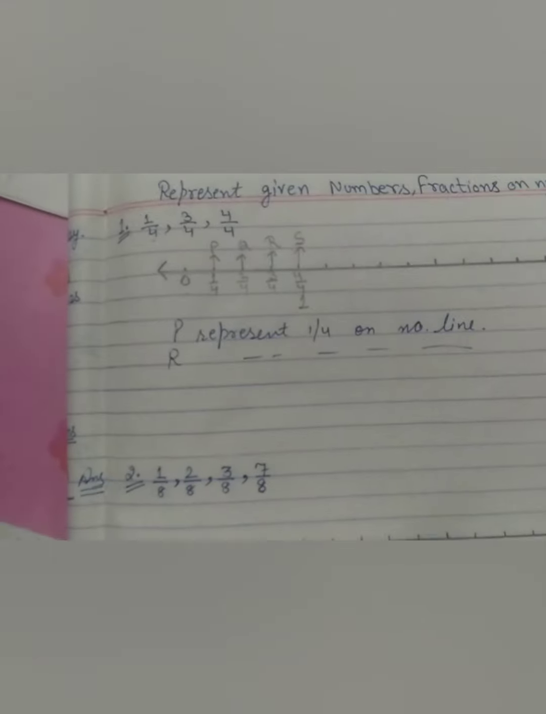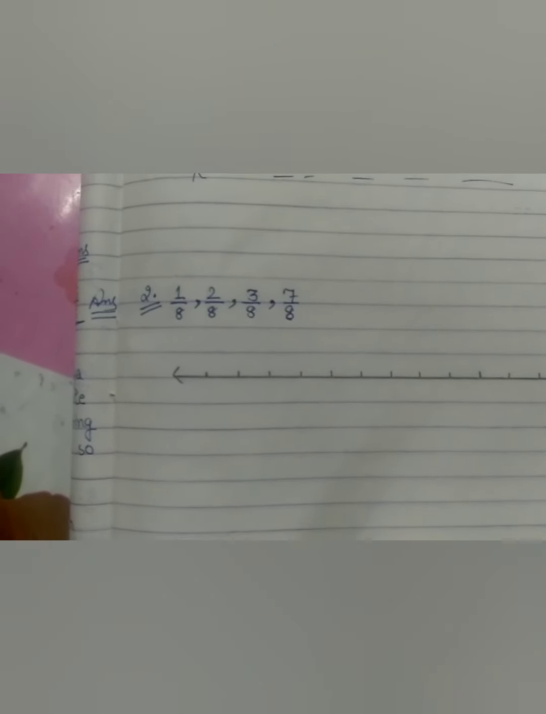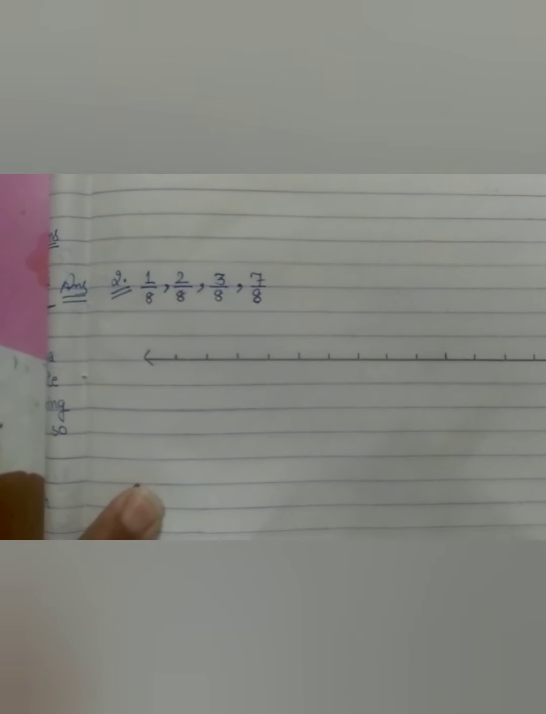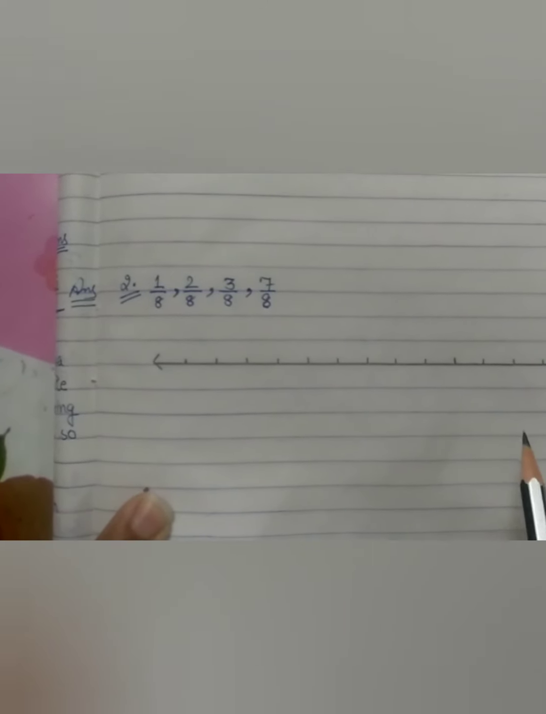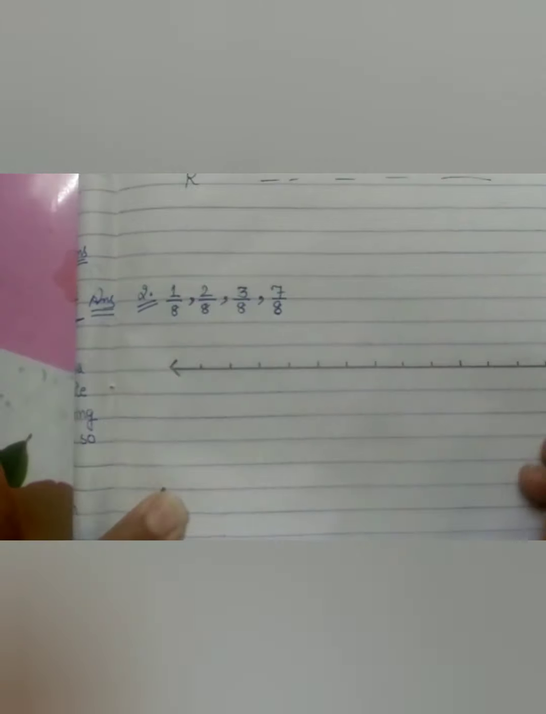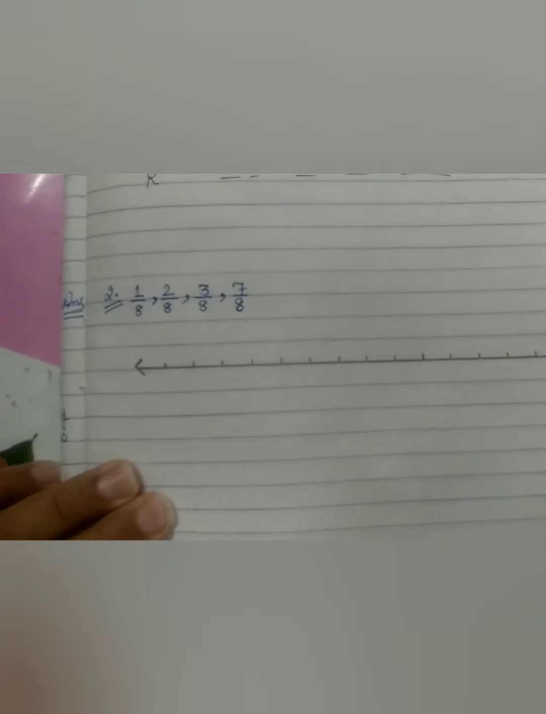Now let's take one more example. What we have done here is we have already drawn a line and I have marked the points at 1 centimeter distance. Already I have marked the points at the same distance. And don't forget to put arrows on both sides. So again we will work with our trick only.